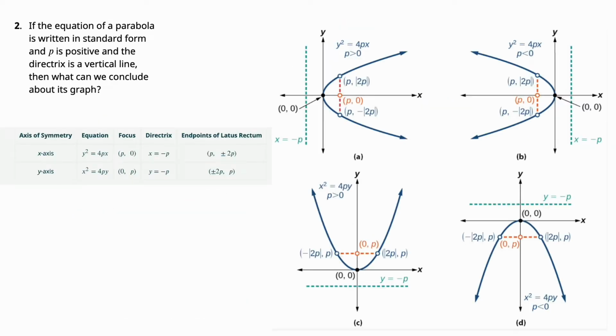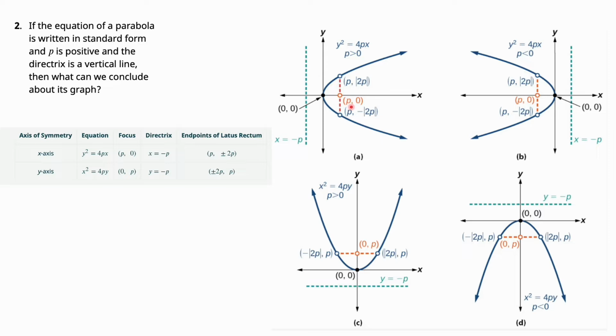So here's another question, and I'm going to throw in this stuff from the book so that we can talk about these things. If the equation of a parabola is written in standard form and p is positive and the directrix is a vertical line, what can we conclude about the graph? Well, the directrix would have to be one of the top two. So that would tell us that the parabola either opens up to the right or opens up to the left. And because p is positive, it would have to be to the right.